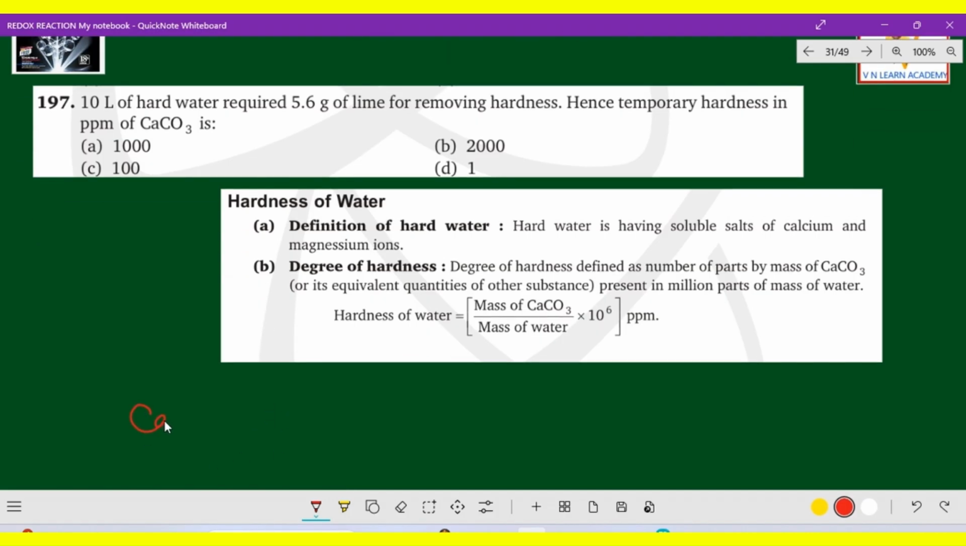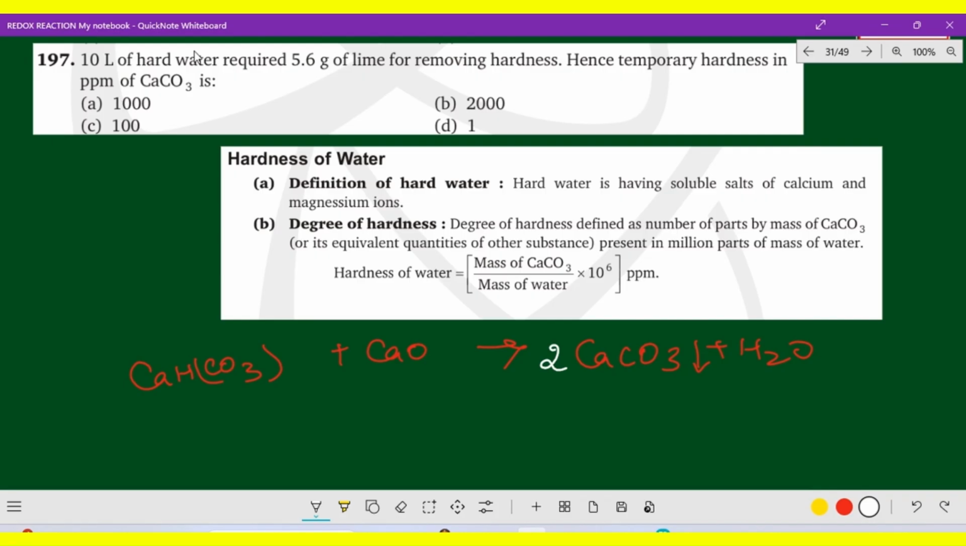Come on, let us check the question and how to identify the answer. Here Ca(HCO3)2, calcium bicarbonate, with the lime CaO gives CaCO3 plus H2O. CaCO3 is a precipitate. Now balancing the equation, here Ca(HCO3)2, here CaO, so here 2 CaCO3. The 10 liter of hard water required 5.6 gram of lime.